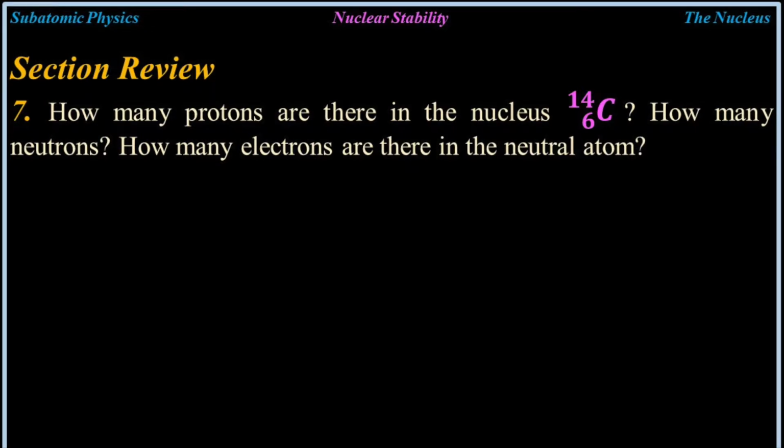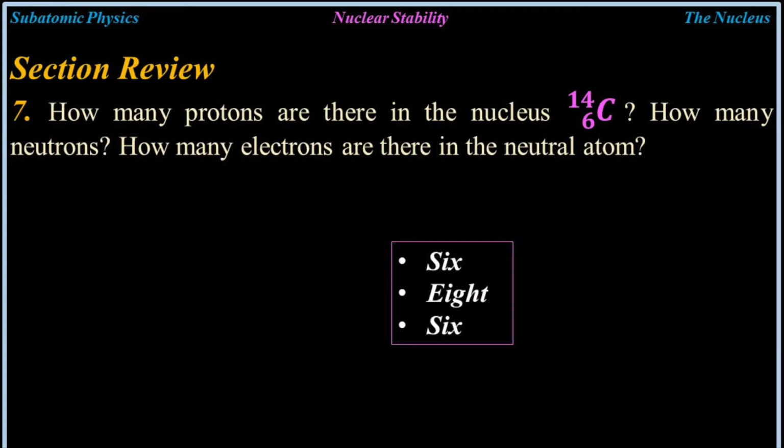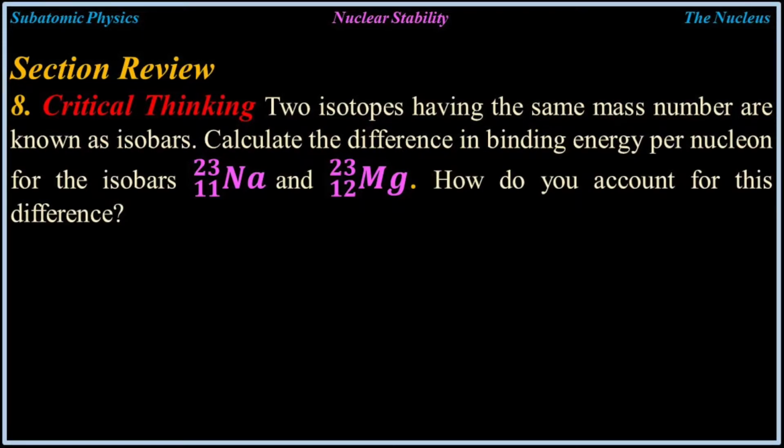How many protons are there in the nucleus of carbon-14? How many neutrons and how many electrons are there in the neutral atom? There are 6 protons, 8 neutrons, and 6 electrons in the neutral atom. Two isotopes having the same mass number are known as isobars. Calculate the difference in binding energy per nucleon for the isobars sodium-23 and magnesium-23. How do you account for this difference?